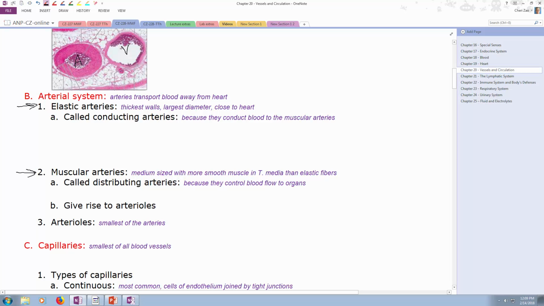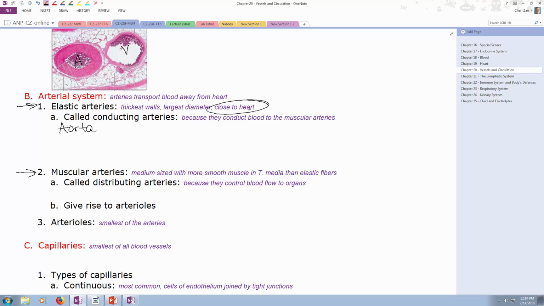The main arteries that we name and encounter are going to be our elastic arteries and our muscular arteries. Elastic arteries have indeed quite thick walls and have a very large diameter and lumen and are close to the heart. So the first one that we will encounter will be the aorta. It is a beautiful example of an elastic artery.